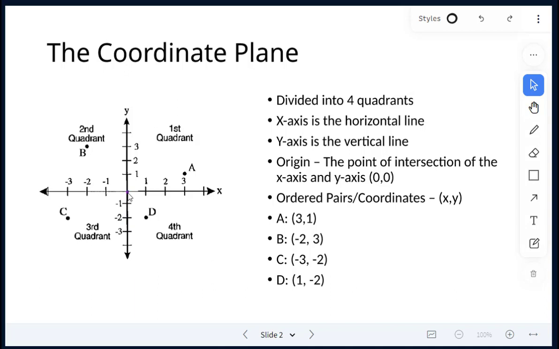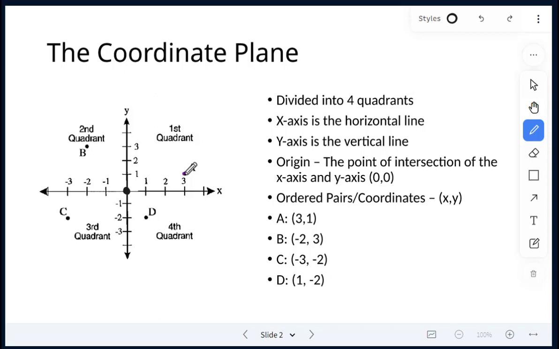This point right here is called the origin. So right here at 0, 0. That is the origin. That's where the x-axis and y-axis intersect. Now, when we look at ordered pairs, they are always written as x first and then y. So for example, our ordered pair for A is 3, 1. So if we go over 3, 1, 2, 3, and up to 1, there is our point for A.